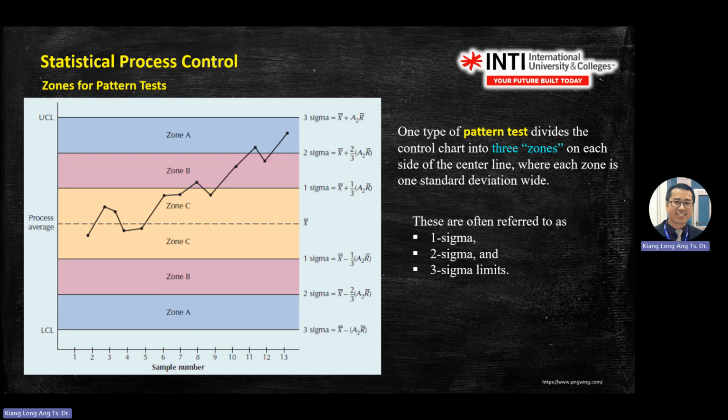So after you do your pattern test, you need to tell me what is the distribution of data. Either they are in a 1 sigma region, 1 sigma region means in zone C. 2 sigma region means zone B. 3 sigma region is zone A.